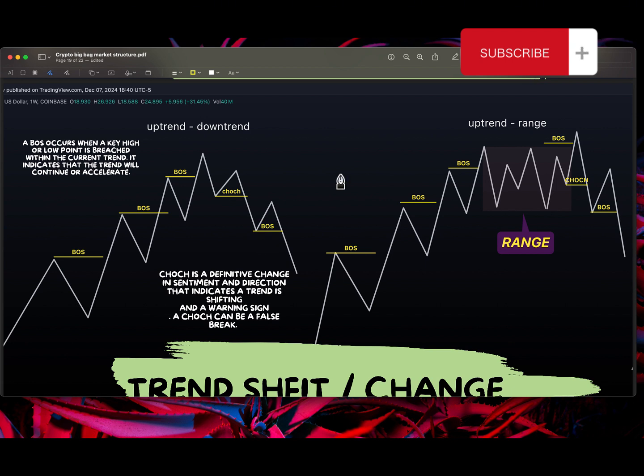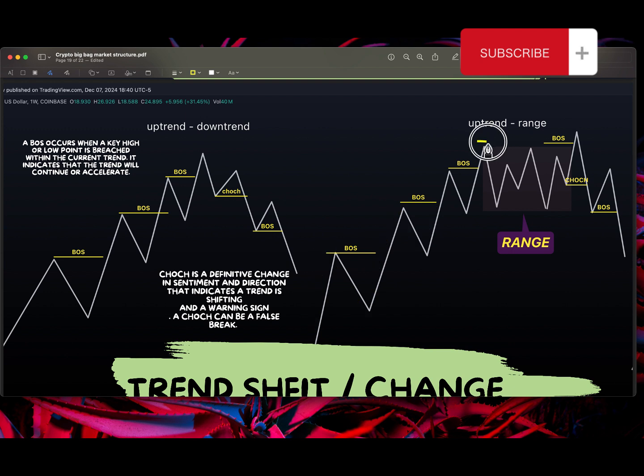So from here, I'm going to explain again how we went from an uptrend to a range. We can see it's a clear uptrend: higher highs, higher lows. High, low, higher high, higher low, higher high, higher low, higher high.